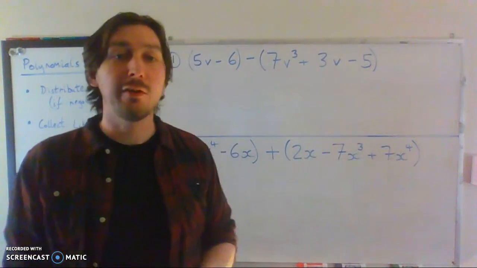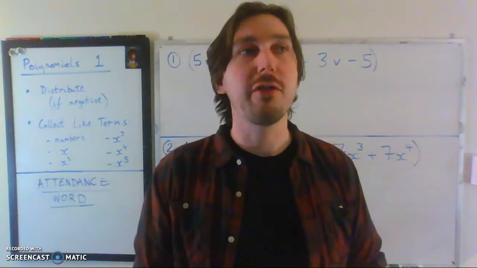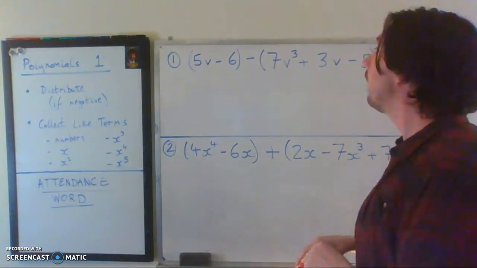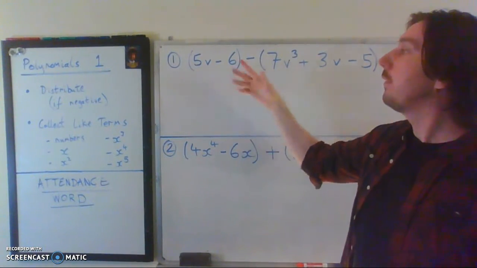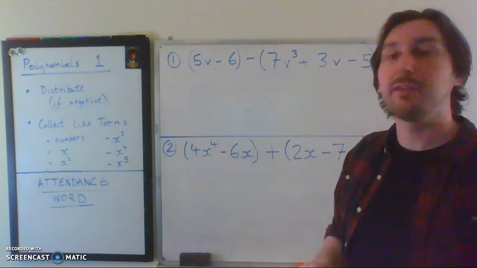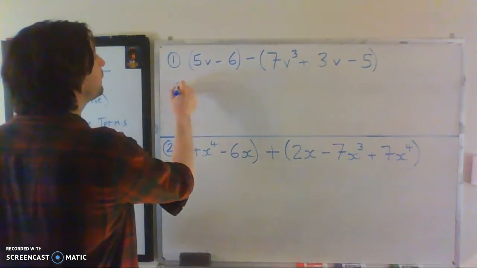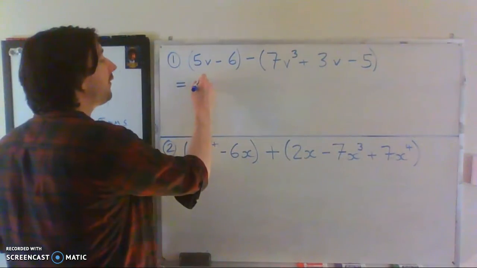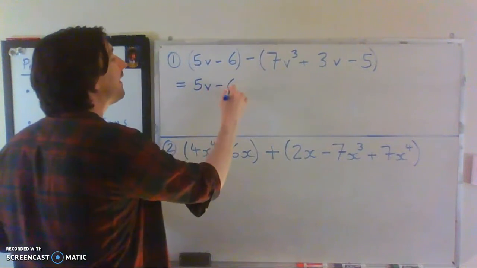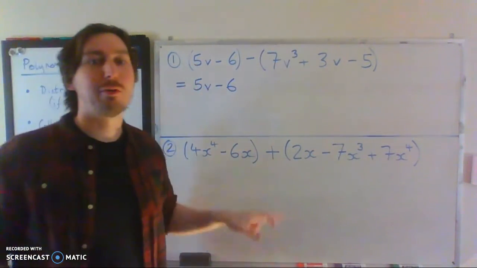Let me do question 1 and 2, and then you guys just do question 3, 4, 5, 6. The first question is one of these ones where it's got the negative in front, so I am going to distribute across this. It's going to look like this. The 5v minus 6, there's nothing in front of that, so that's just going to stay the same. We just don't really need that bracket anymore.